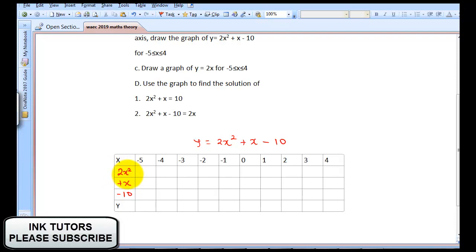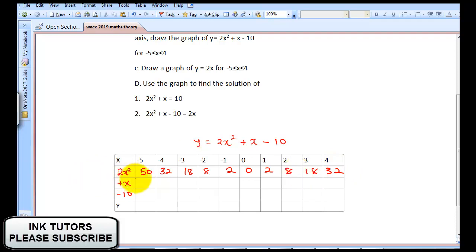That's, here I have 2x squared. So, minus 5 squared will give us 25. 25 times 2 is going to give us 50. So, here, minus 4 squared will give us 16. 16 times 2 will give us 32. And this will give us 9 times 2, that will be 18. This will be 4 times 2, that will be 8. This will be 1 times 2, that will be 2. This will be 0. This will be 2, 8, 18, and 32.